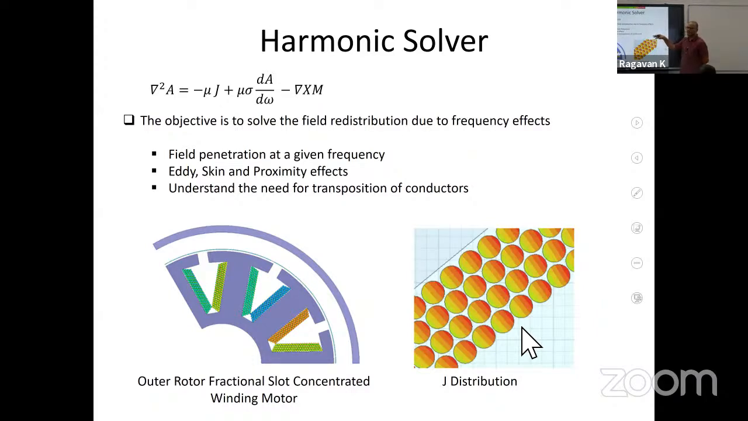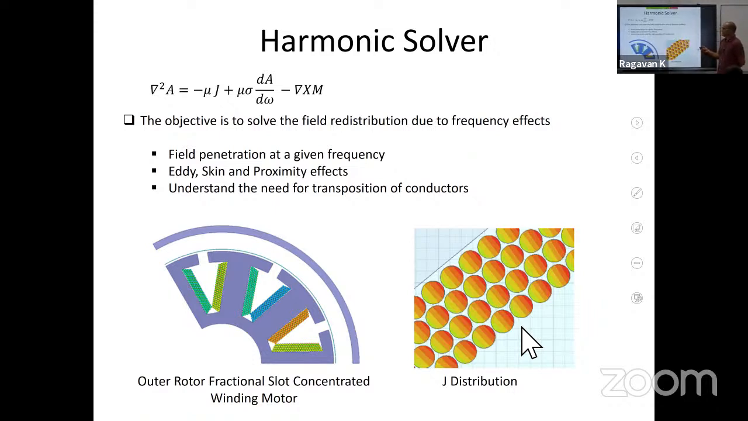We use this when we are interested in the field penetration at a given frequency. For example, in a solid rotor induction motor, at higher frequencies, the field doesn't penetrate much into the rotor core, right? Based on that, you can reduce how much your solid thickness is. So there you can simply run a frequency solver and see to what extent the magnetic field is present. So in that kind of example, you can use a harmonic solver. Because the rotor is solid, there is not much you will see in a transient solver.